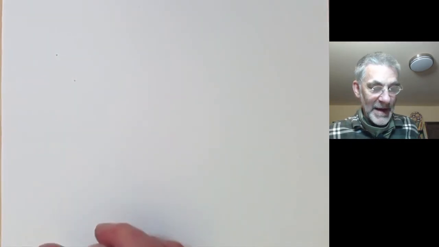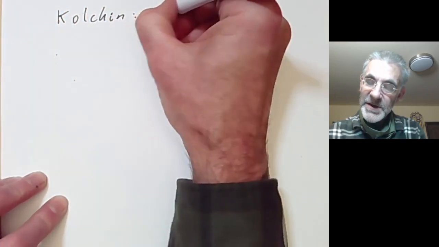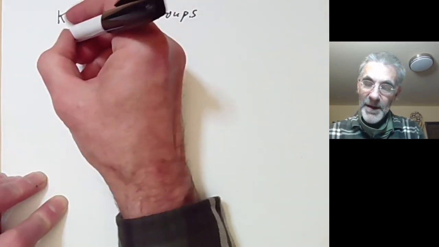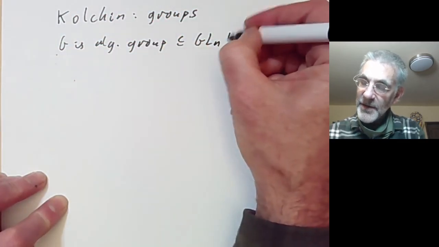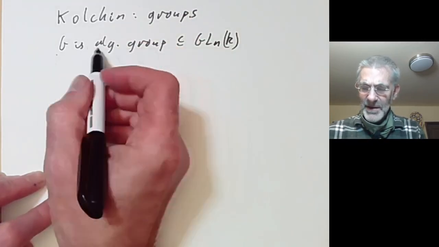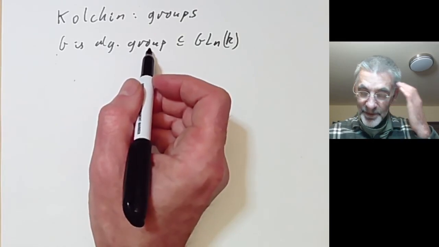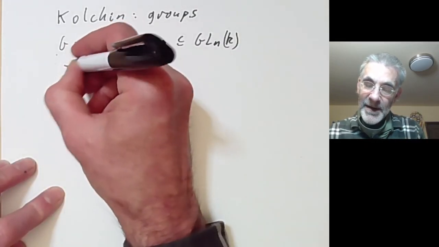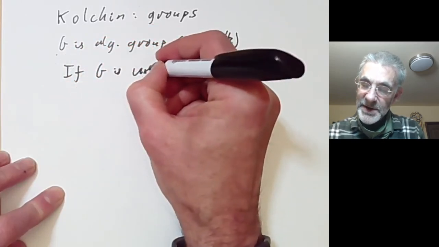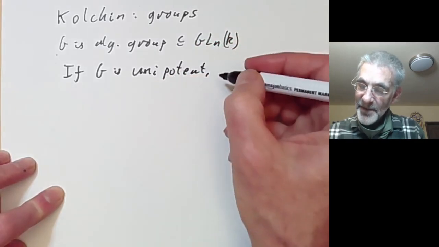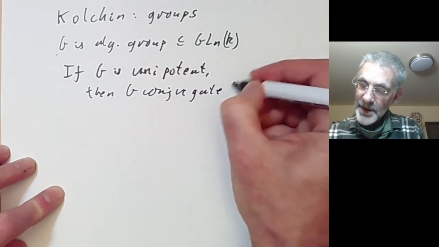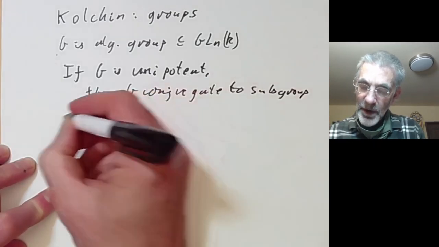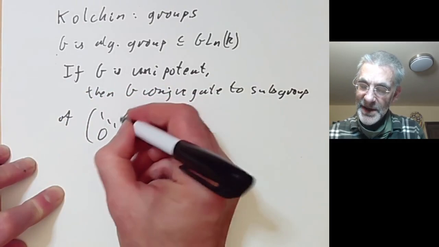So that proves Engel's theorem. There's a sort of analogue of this theorem due to Kolchin for groups. It says that if G is an algebraic group contained in the general linear group over a field, an algebraic group just means it's a group that can be defined by polynomial equations, then if G is unipotent, then G is conjugate to a subgroup of the group with ones down the diagonal and zeros here and something there.